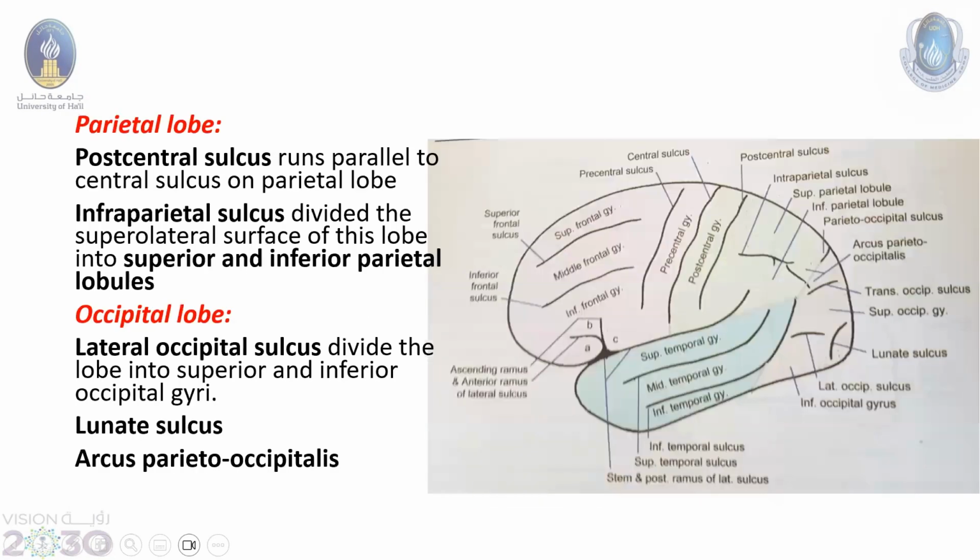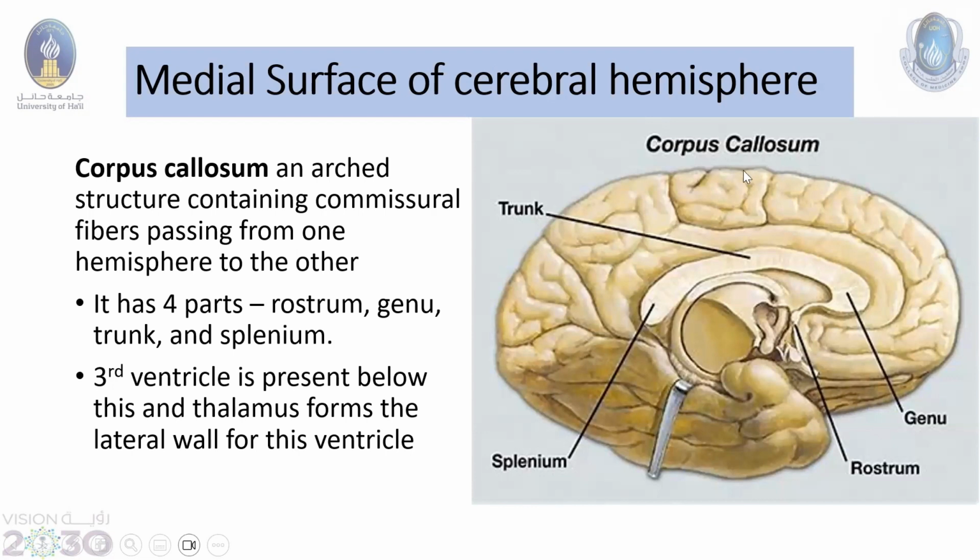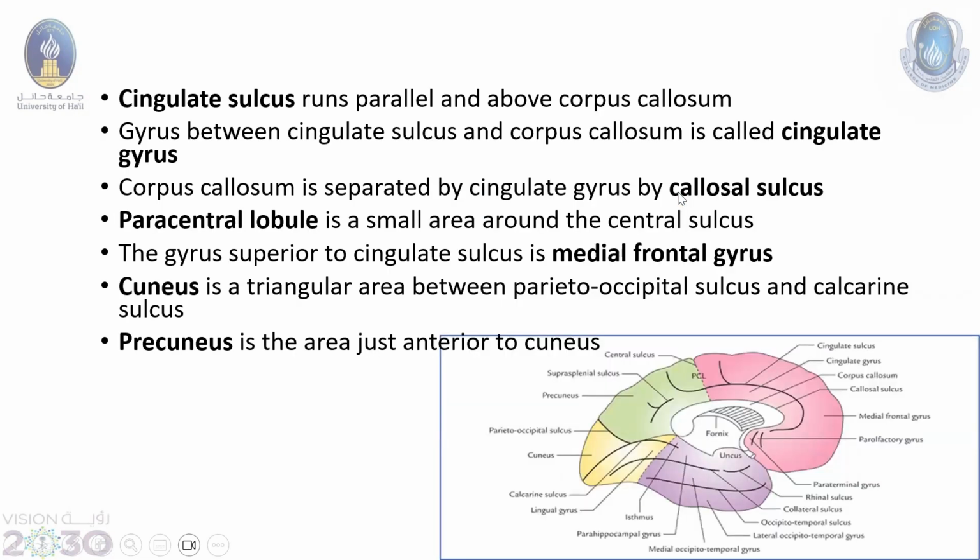Then if you go behind, the central sulcus runs completely over the lateral side. It is clearly visible on the superior lateral surface, and it invaginates on the medial side. This area, the central sulcus invaginating on the medial side, and the area around it is called the paracentral lobule. A lobule, as I said, is smaller than a lobe and larger than a gyrus. So this is the paracentral lobule, a small area around the central sulcus.